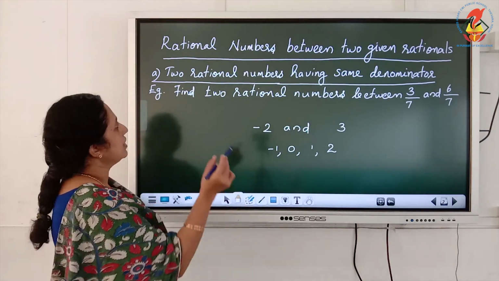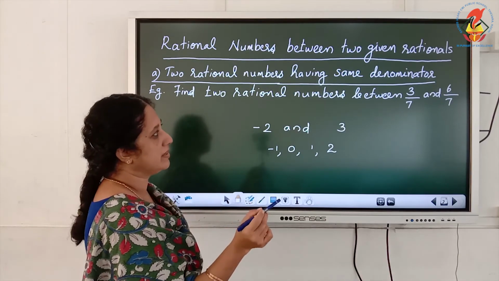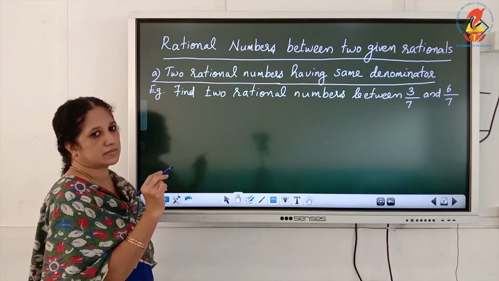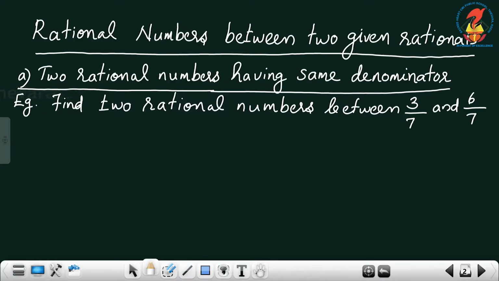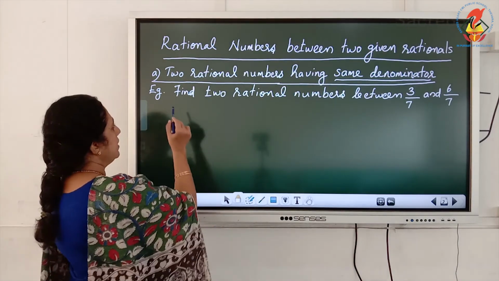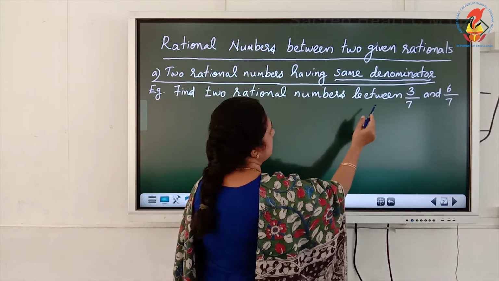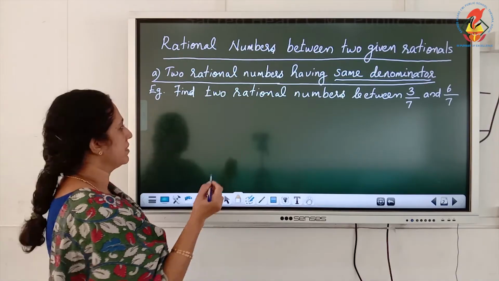Here we have to find out the rational numbers between two given rationals. Now we have two different cases. First one, two rational numbers having the same denominator. Example, find two rational numbers between 3/7 and 6/7.